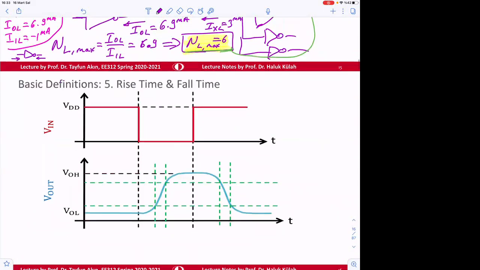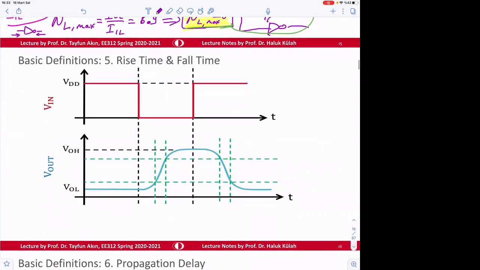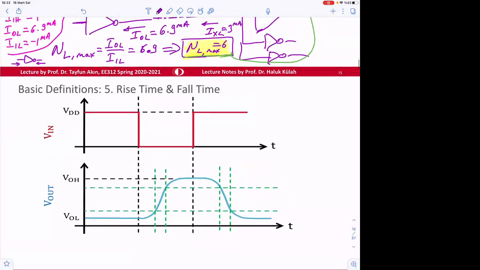So we will be seeing some different circuits, and for these circuits, we'll be determining all these. Again, that's going to be your exam question, for example, or homeworks. So what is the maximum fan out of this circuit? You need to calculate those currents, input low, input high, and we'll teach you how you will be calculating them. Okay, another definition. Is that okay up to now?